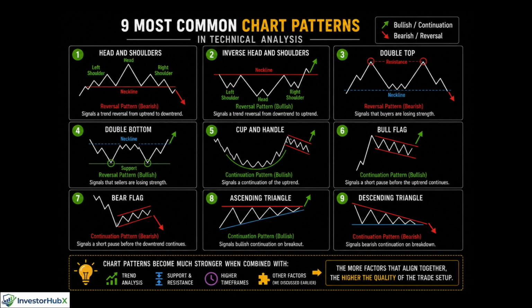The seventh factor is chart patterns. Chart patterns help us identify possible trend continuations or trend reversals. Some common chart patterns include the cup and handle pattern, double bottoms, double tops, and bull flags. For example, a double top can suggest that buyers are losing strength and the market may move lower. A double bottom can suggest that sellers are losing strength and the market may move higher. Chart patterns become much stronger when combined with trend analysis, support and resistance levels, higher time frames, and other factors we discussed earlier. The more factors that align together, the higher the quality of the trade setup.